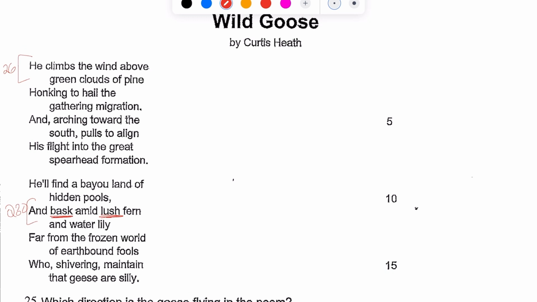All right, so here, when we're looking at this poem, we have to look for the rhyme scheme. So here we can see that we do have some rhyming. For example, we have the words migration, formation, and then lily, silly. So we have those that rhyme. And then we also have pine, line, pools, and fools. So like every other line will rhyme. So it's like red, blue, red, blue, red, blue, red, blue. All right, so there's the rhyming pattern there.